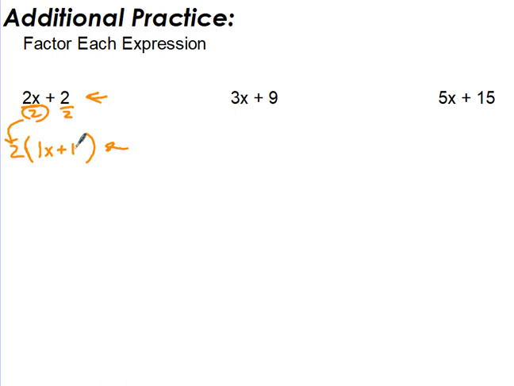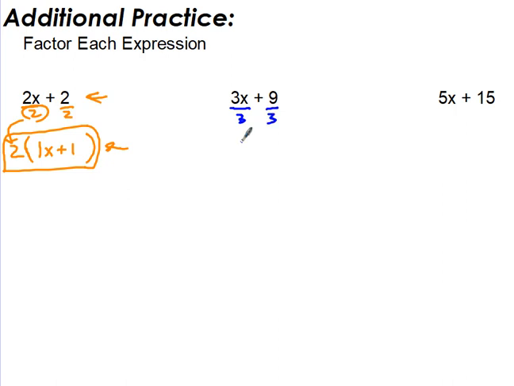Looking at 3x and 9. If I'm looking at 3x and 9, what common factor do they have? They have a 3 in common, so I can divide these both by 3. It's very similar to when we simplify fractions. When I divide these both by 3, I'm left with 1x plus 3. And then I bring the 3 to the outside of my parentheses.